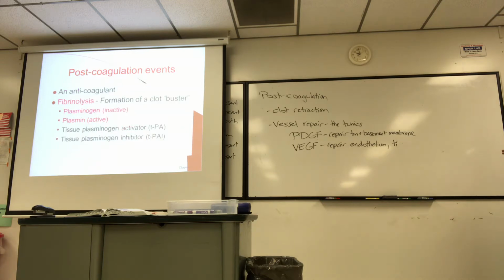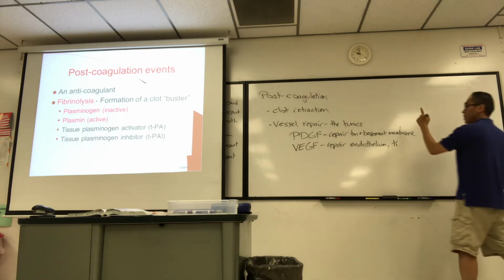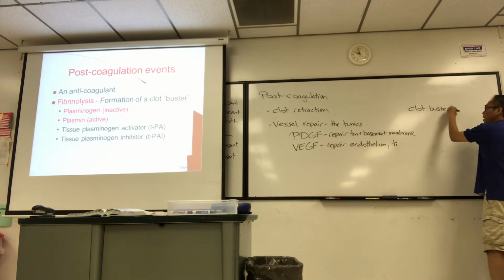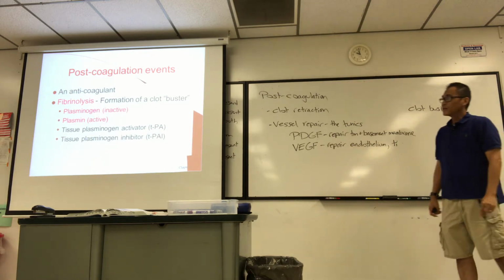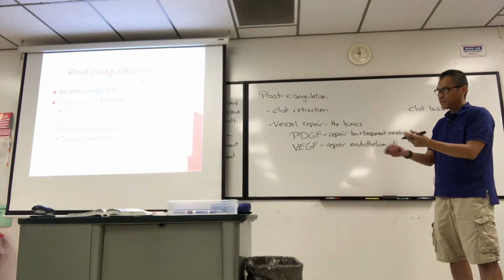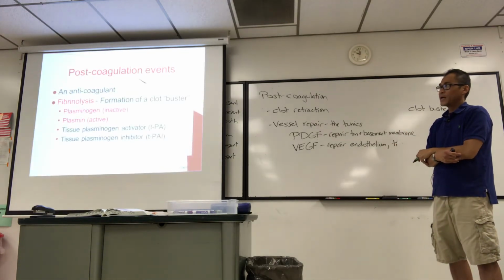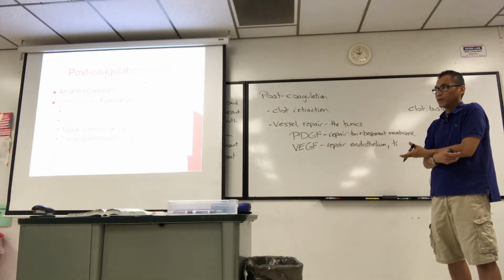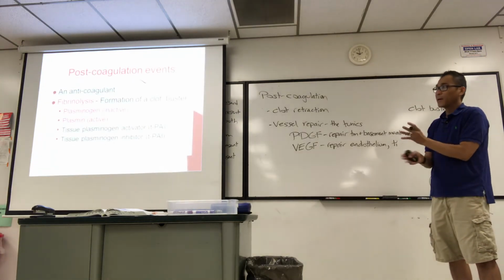And once you get the tunics repaired, now you need a clot buster. You don't need the clot anymore. The vessel's repaired. Maybe you have some scar tissue, but okay, we call it a clot buster. The biological clot buster is plasmin. We call the process of clot busting, or anticoagulant, fibrinolysis, right? Because it was the fibrin mesh that you formed, and now you're busting it.